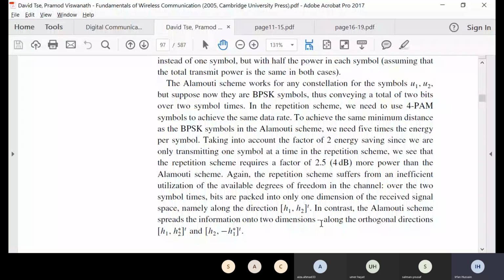Next, he tries to discuss the determinant criterion for space-time code design. Again, we can discuss this purely mathematically, but it gives us a lot of insight and it is a very important discussion.